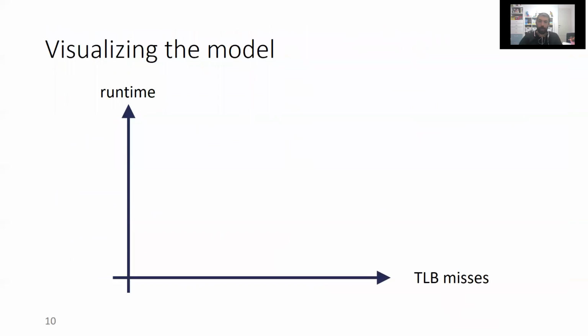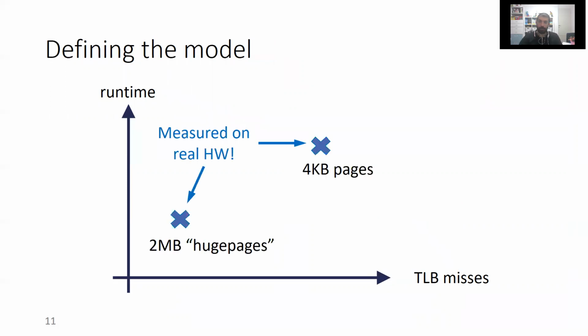This scheme helps visualize how architects define and use their models. The x-axis is the model's input, which can be the number of page walk cycles or TLB misses, for example. The y-axis is the model's output, which is the runtime, namely the total execution cycles. To define the model, we need to find the two parameters, alpha and beta.